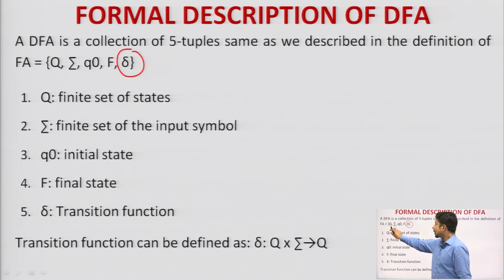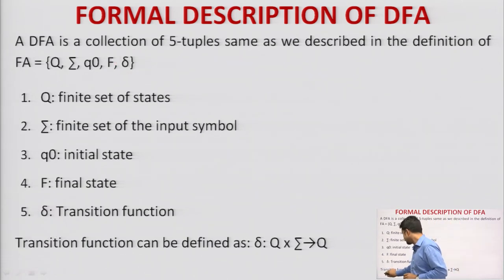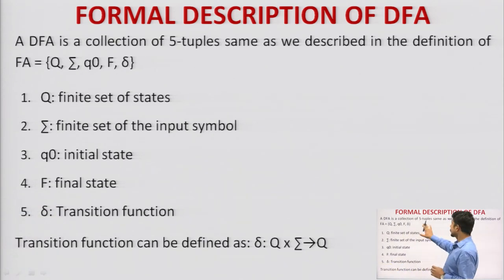Q is the finite set of states. Sigma is the finite set of input alphabets. Q naught is the initial state, F is the final state. One more thing I want to introduce: Q naught is mentioned here, but you can use A also, you can use B also, any alphabets. It is not mandatory that the initial state will always be represented by Q naught. Similarly for F, the final state, you can use X also, you can use Q F also, whatever you want. So this is all about the five tuples.